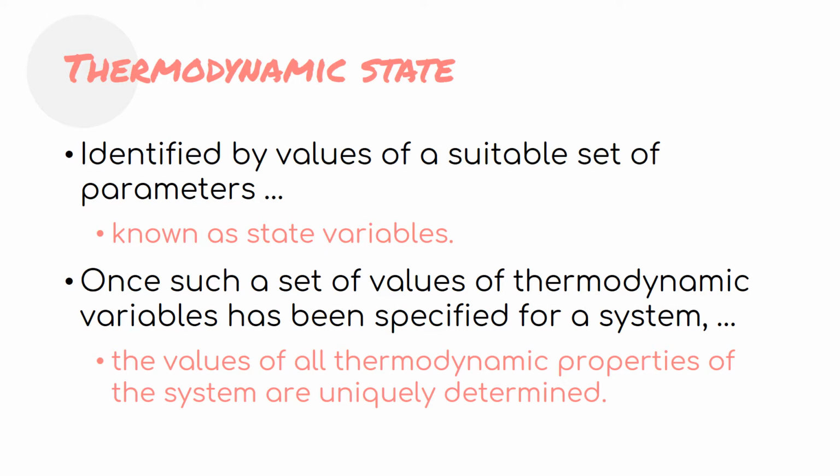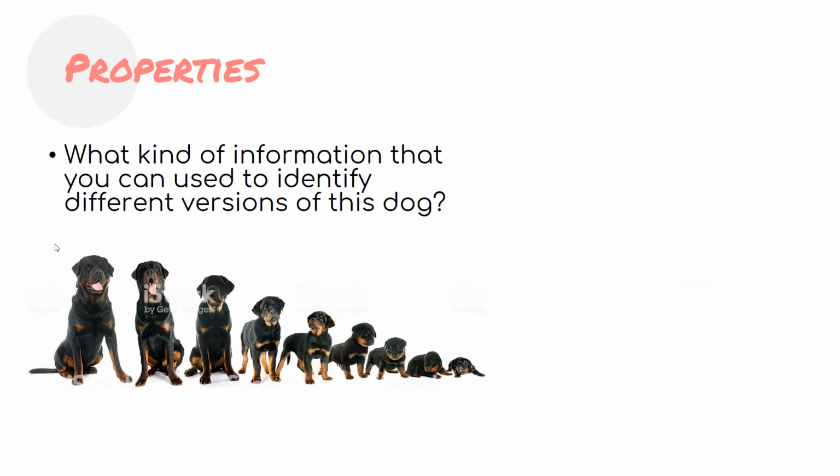Yes, that doesn't make any sense, right? So let me give you another unrelated example. Let's say I have different versions of this dog, and I ask the question: what kind of information can you use to identify these different versions of dogs? I'm asking you to list the information. Let me give you an example.